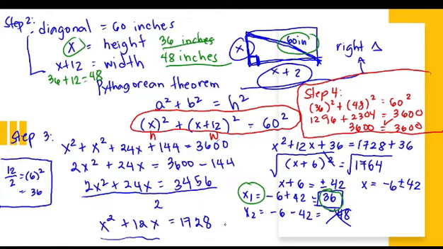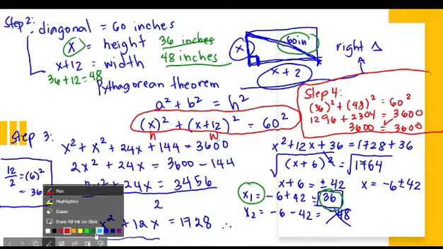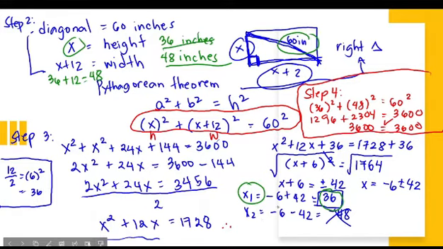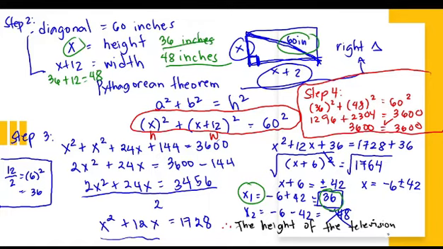Then we will now write our final answer. Okay, so we will write our final answer as a sentence. So therefore, the height of the television, so because we are asked for the dimension, is 36 inches.